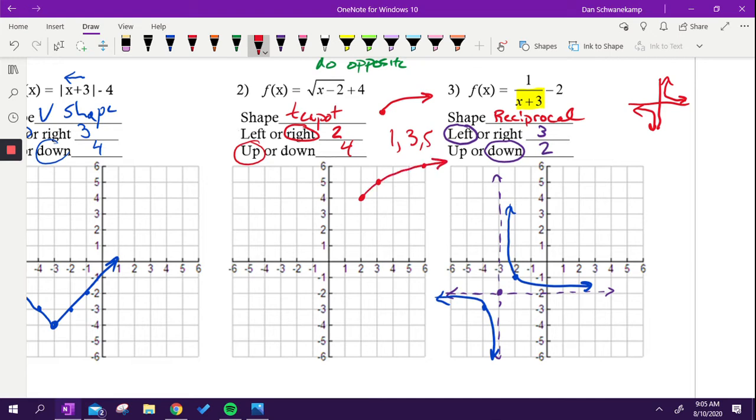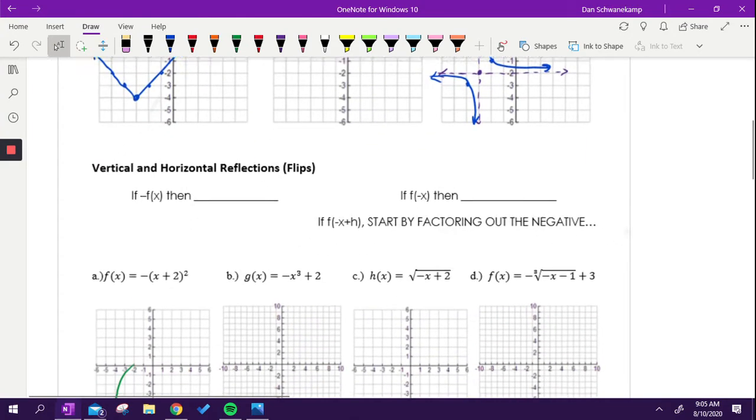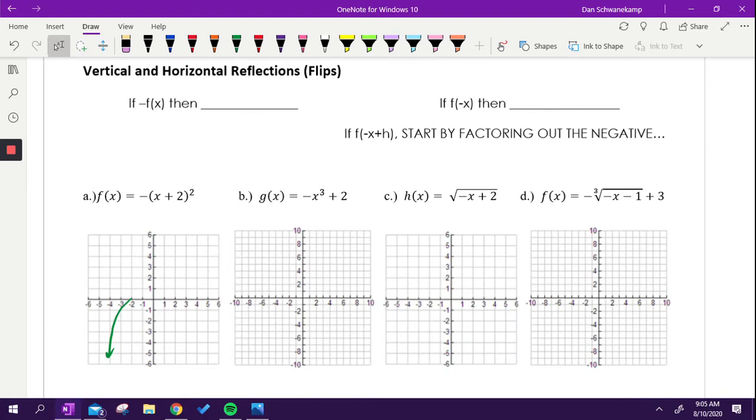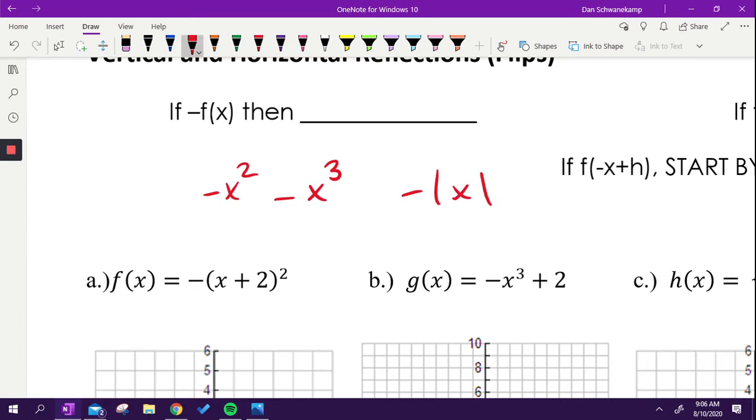Let's get crazy then. Let's go to the next one. Vertical and horizontal flips. Okay, negative signs in front of your functions are going to flip your graphs. If there is a negative sign times your whole function, like negative x squared, negative x cubed, negative absolute value of x, the negatives in front of the grouping symbols, then we flip vertically. That one's not too hard, okay?